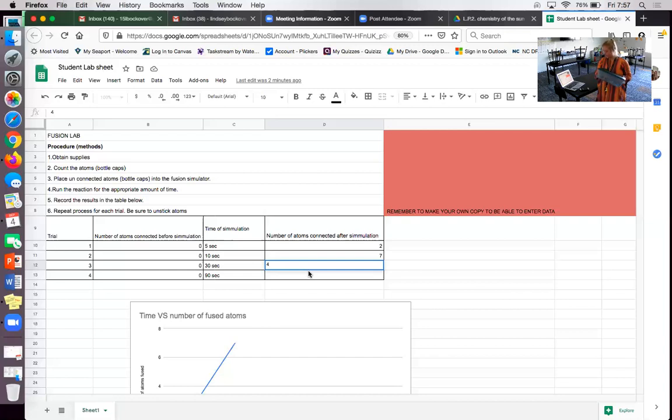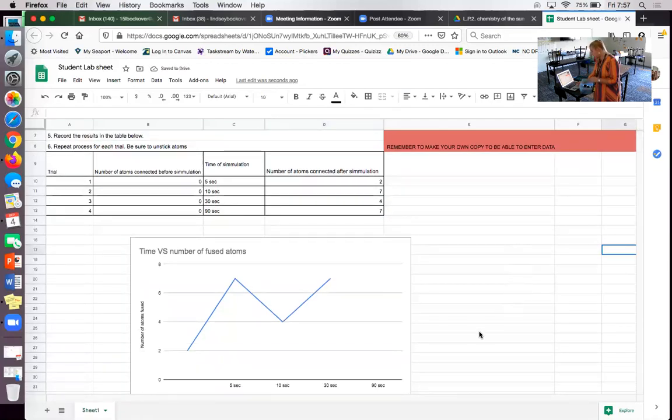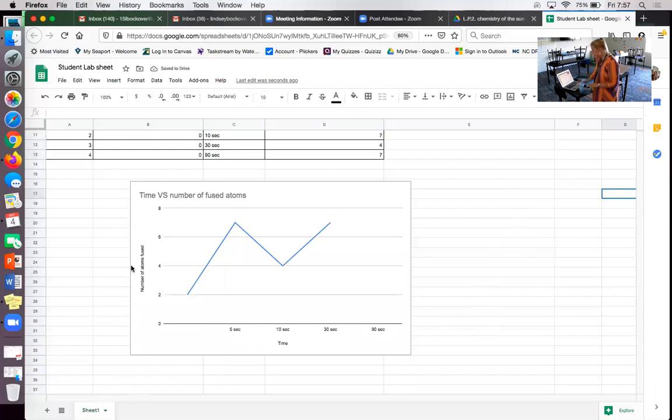All right, what do you think? Do you think that we will have them all bound? None of them bound? Been quite a long time. Got 1, 2, 3, 4, 5, 6, 7 pairs. So there are 7 for 90 seconds. We're gonna enter the data, 7. It graphs that beautiful little chart down there for us. We have time versus number of fused atoms.